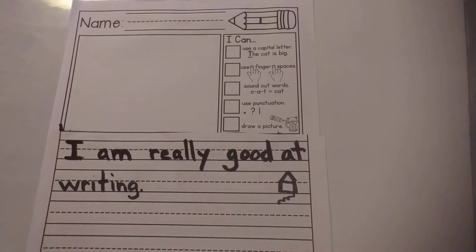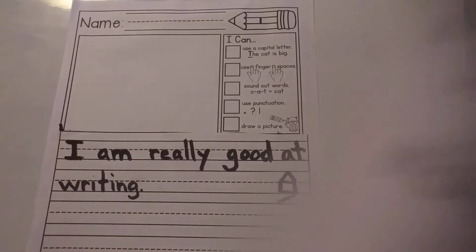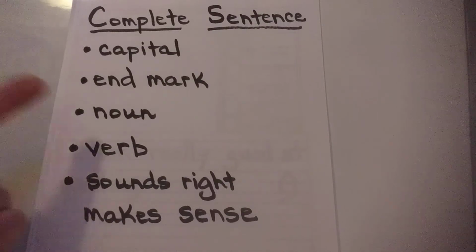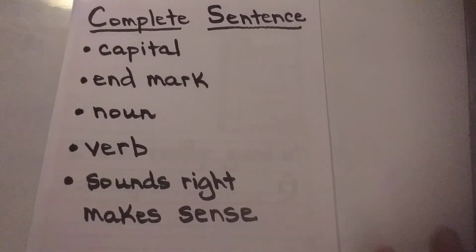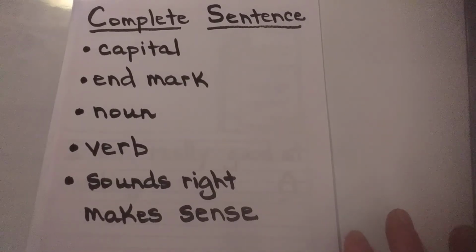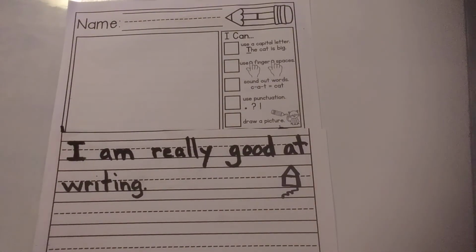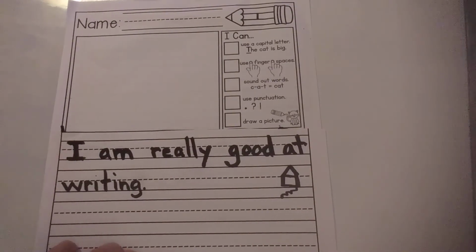Now, in order to make sure the sentence is complete, it needs to have these parts. It needs to start with a capital letter, needs to end in the correct end mark, it needs to have a noun, a verb, it needs to sound right and make sense. Okay? So, when we write our sentences, we want to make sure they're complete with these 5 parts. So now, let's go ahead and number and make sure that our sentence is complete with those 5 parts.